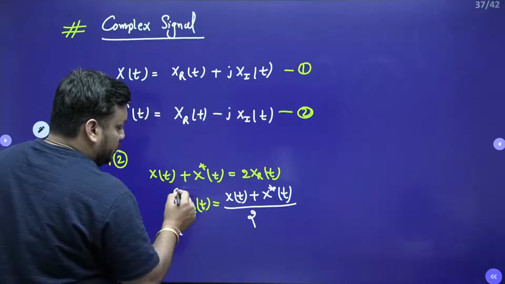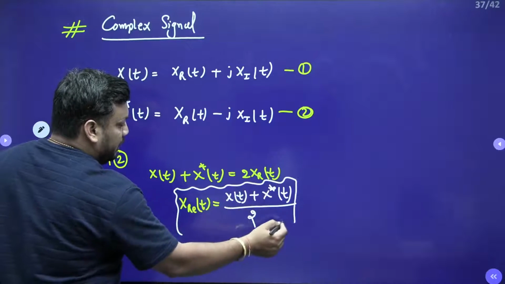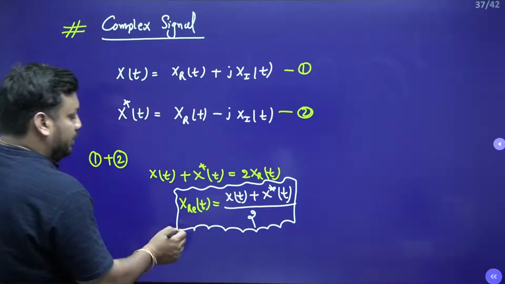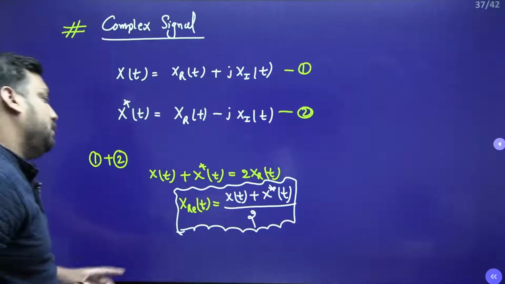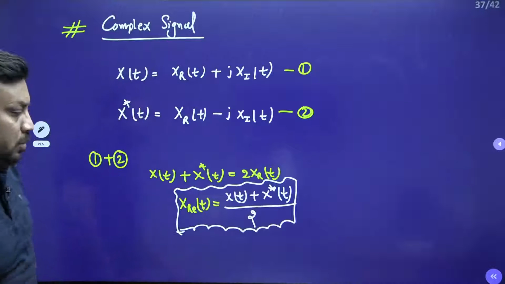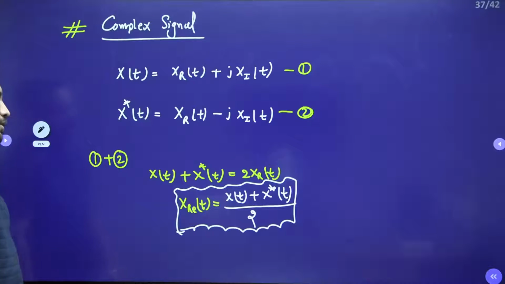All of you guys just do reply fast. Is it crystal clear to you, beta? X real part of t is nothing but x(t) plus x conjugate of t upon 2. Is it clear? बोलो ना.